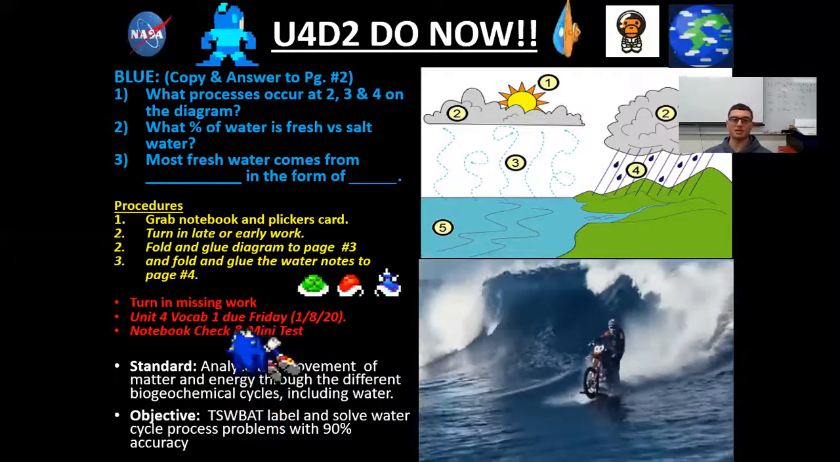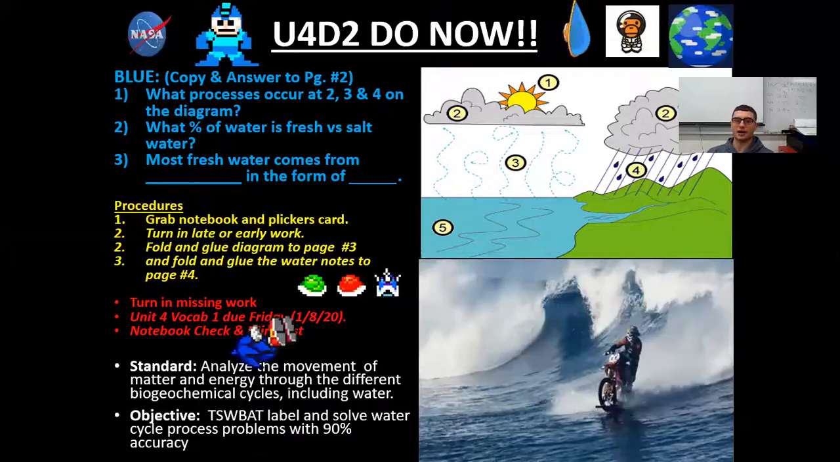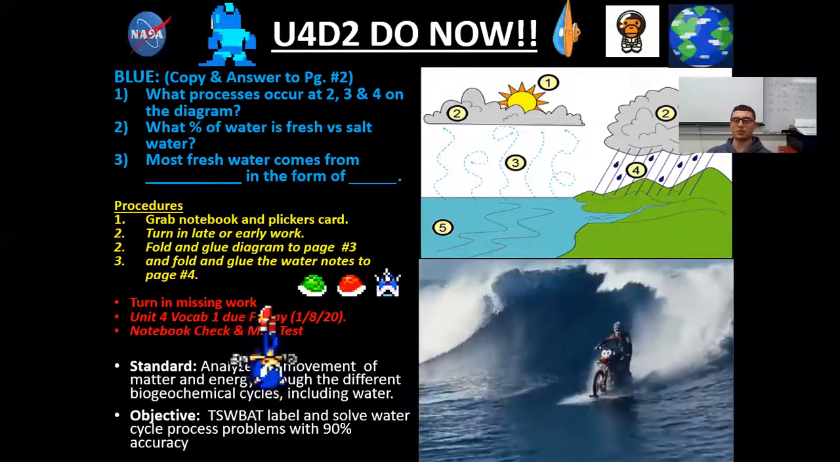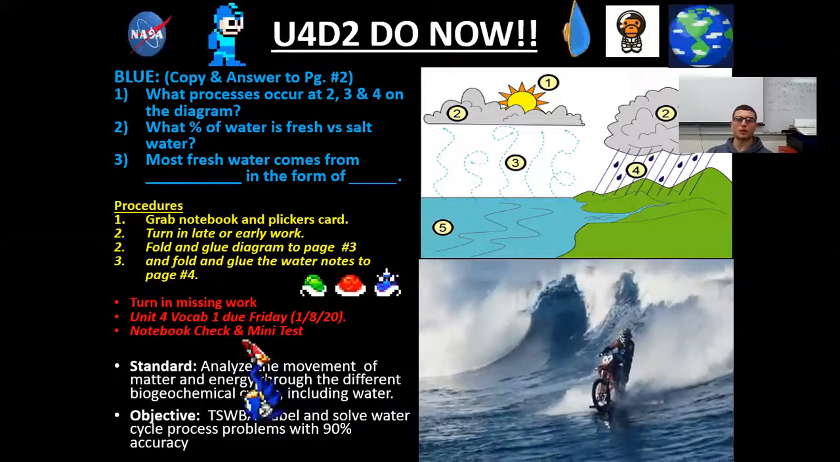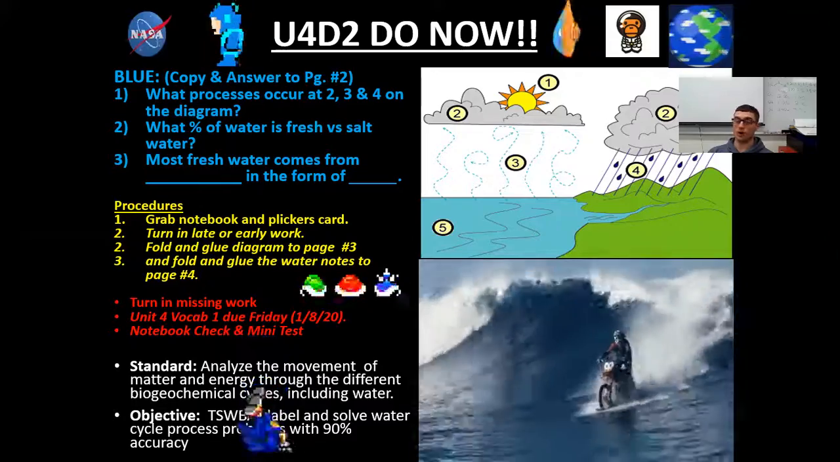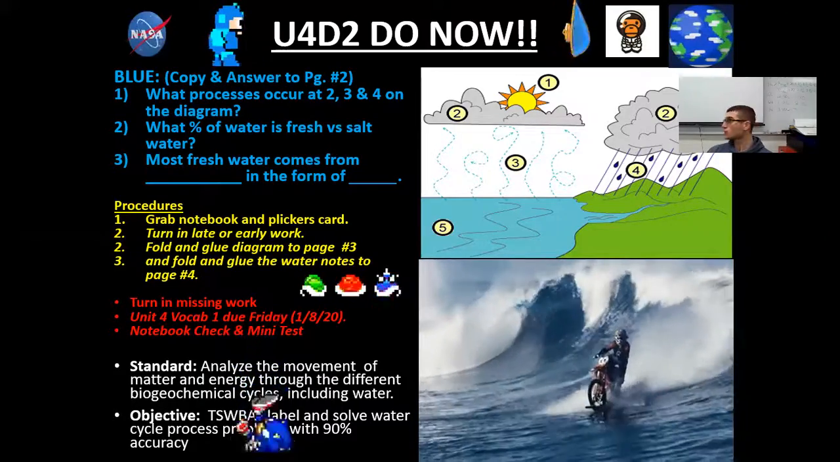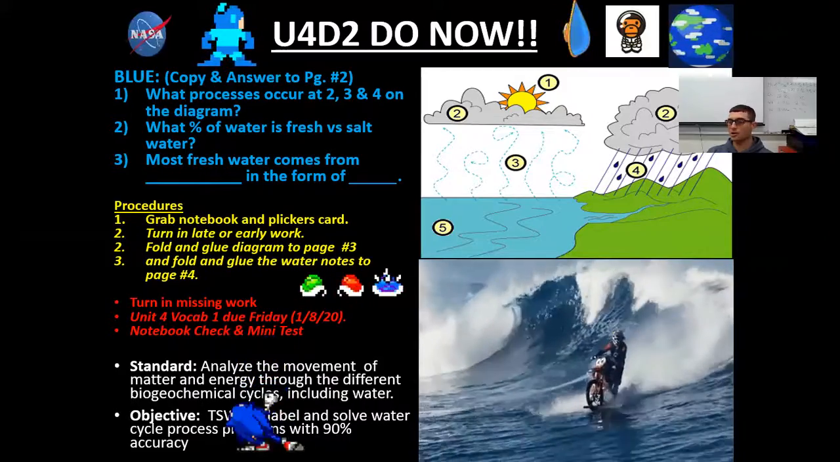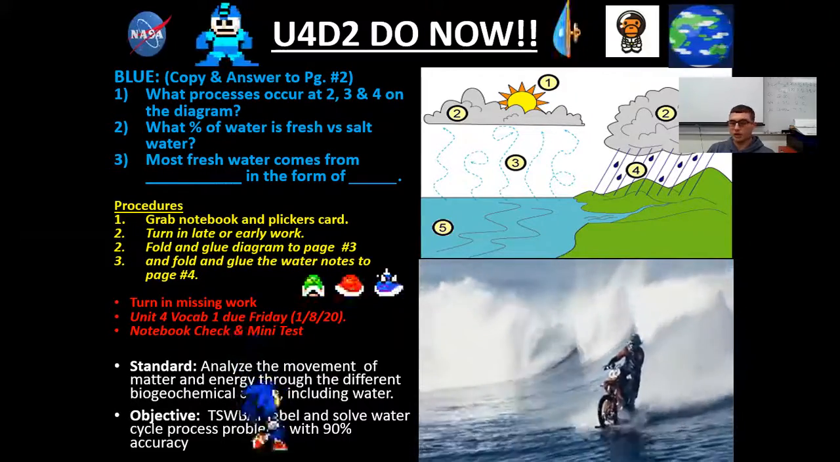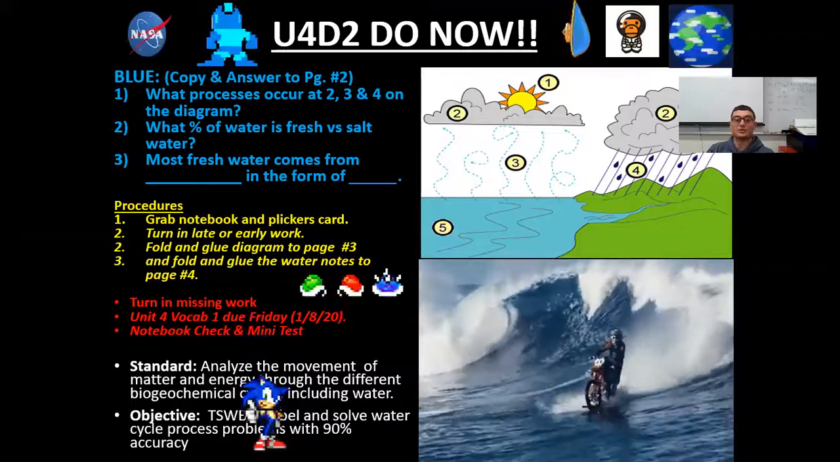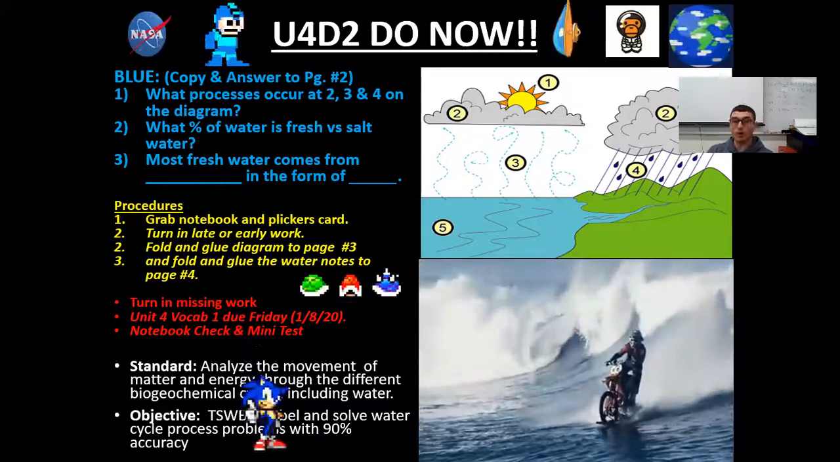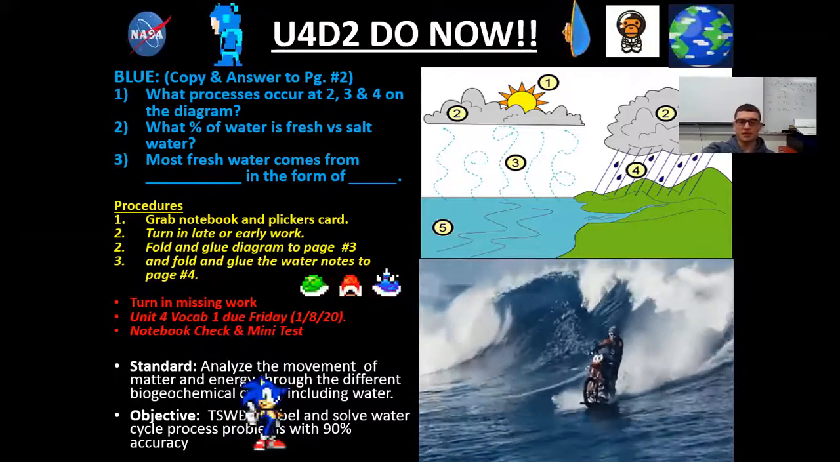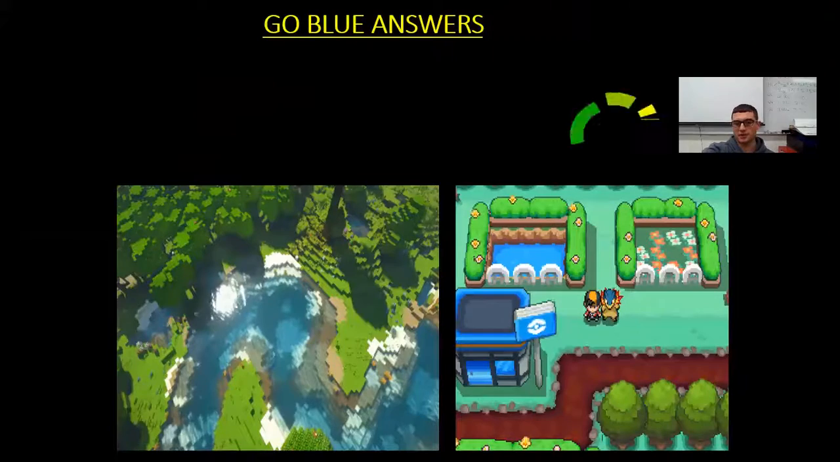Number one, what process occurs at 2, 3, 4 on the diagram? Again, simply put, you've got to know the water cycle stages. Number 2, what percent of water is fresh versus salt water? And number 3, most fresh water comes from blank in the form of blank. So again, where does most of the fresh water on Earth derive? Where is most of it found, and what form does it take? Let's go ahead and pause the video, and when you're ready, let's find out.